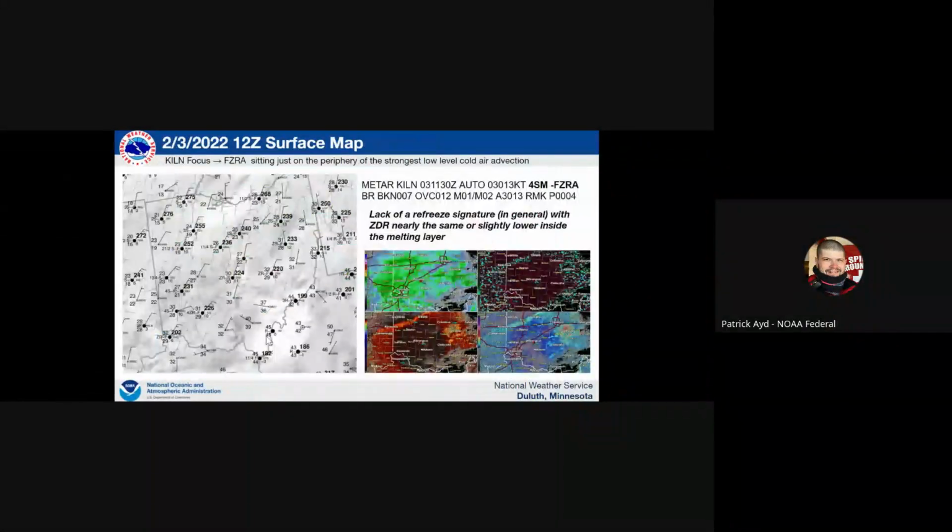So what was going on at this point? Well, it wasn't Sleet Fest yet. It was freezing rain still at Wilmington. And that's really because we had that lack of a refreeze signature in general. ZDR was nearly the same or slightly lower inside our melting layer. So for now, we have a lot of just freezing rain falling at Wilmington.